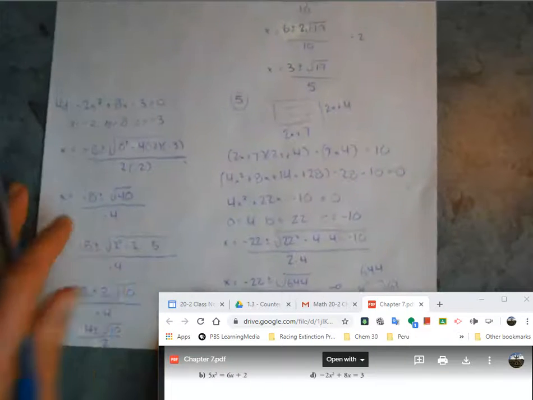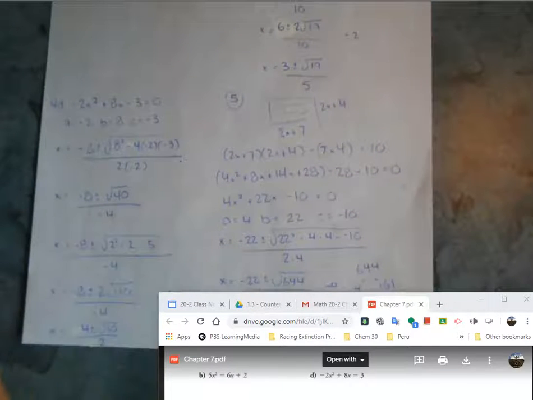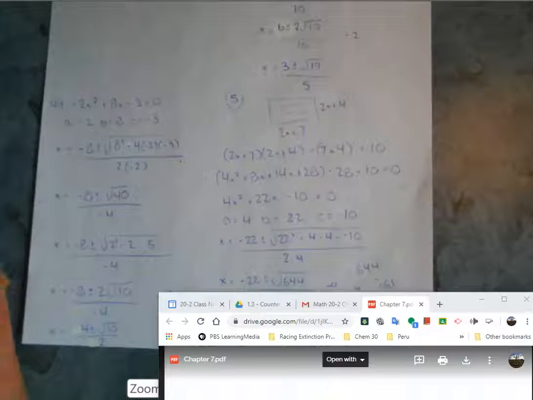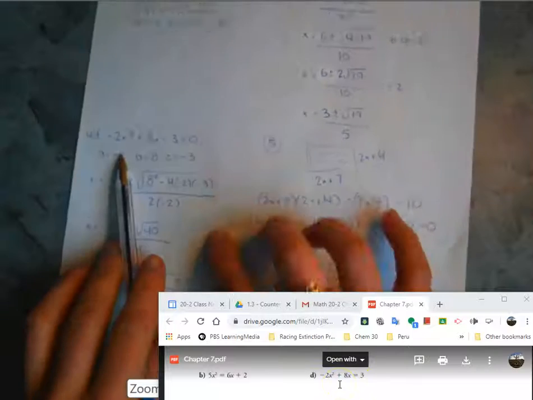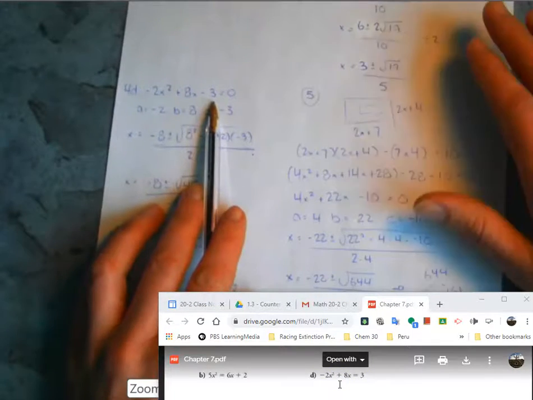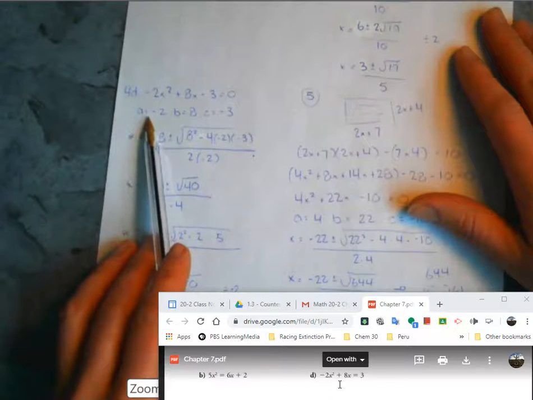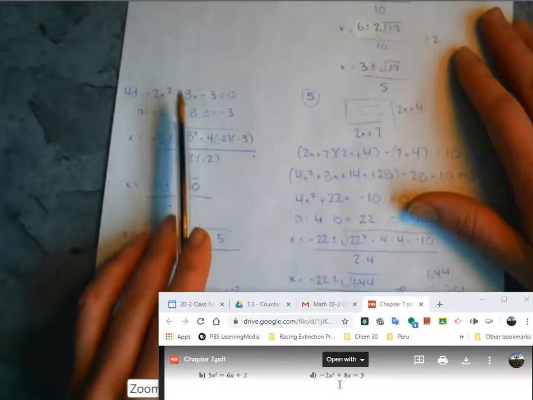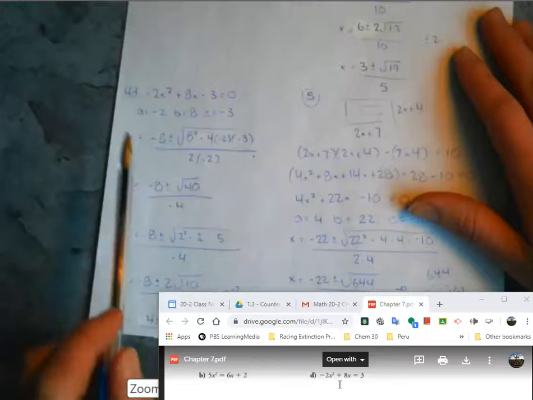Okay, so the next question you had was 4D, and that's going to be the same kind of idea. So down here you can see we had negative 2x squared plus 8x equals 3. So again, we want to set it equal to 0, so we can remove the 3 by subtracting it and moving it over to the other side. So we end up with negative 2x squared plus 8x minus 3, and then we just go through the exact same set of steps that we just did. So assign your a, b, and c values. A is negative 2, b is 8, and c is negative 3.